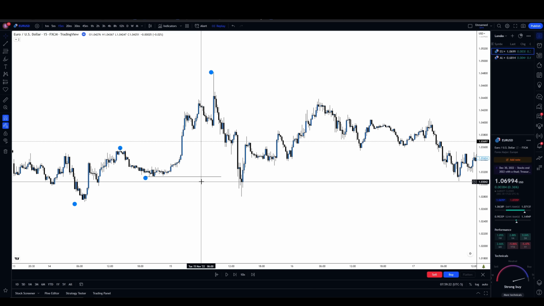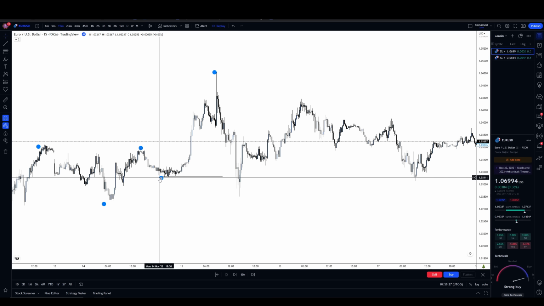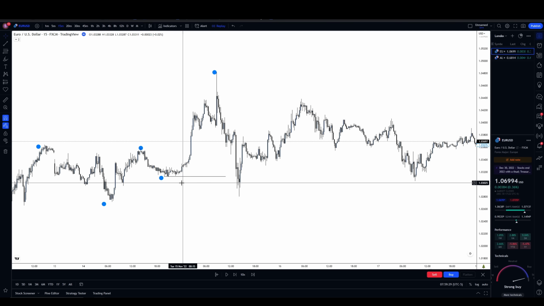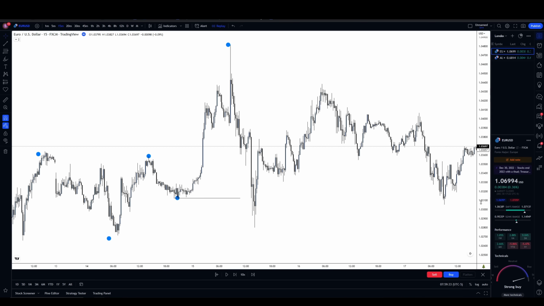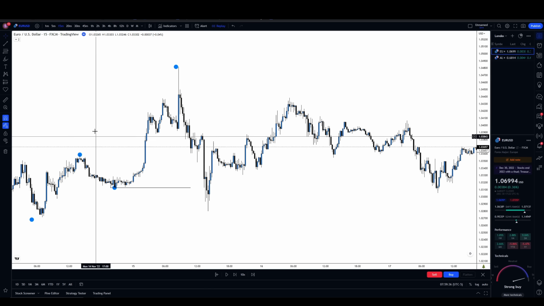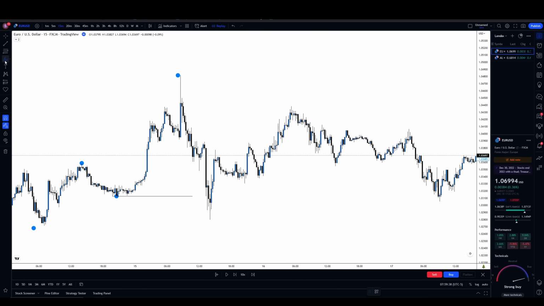Well, if the market produced a break of structure at this very point right over here. By the way, this might not be the best example, but it is an example, and I'll go over why this might not be the best example later on. But let's continue off with this. As soon as we see that there's a break of structure, we understand one of two things.